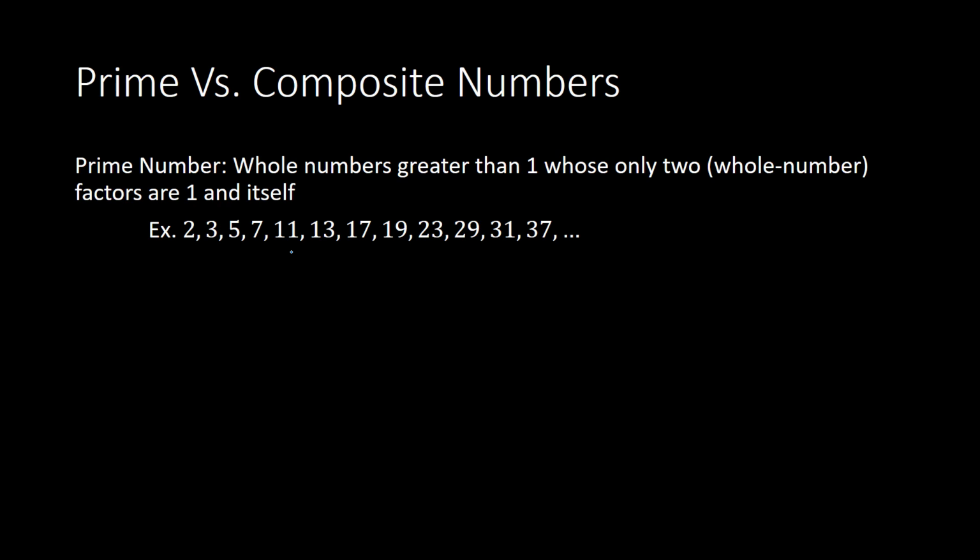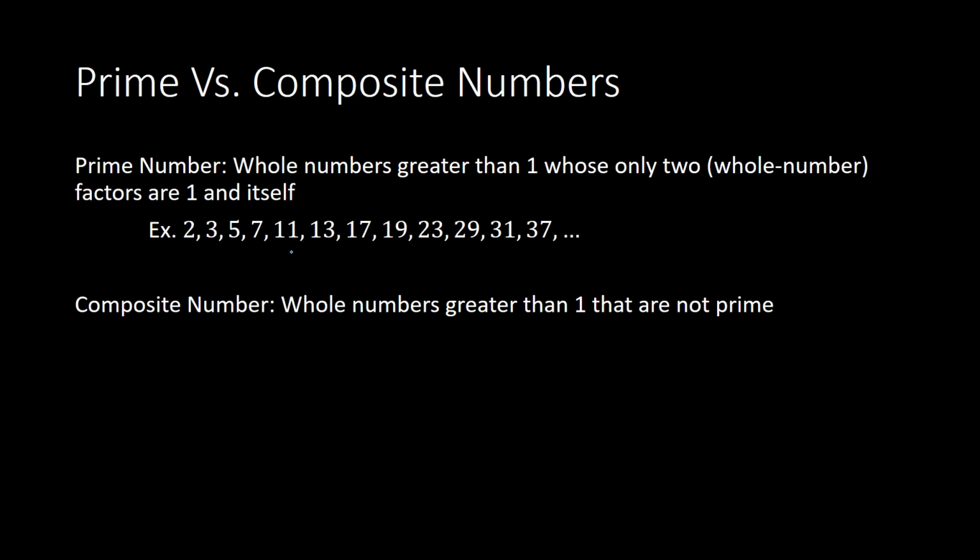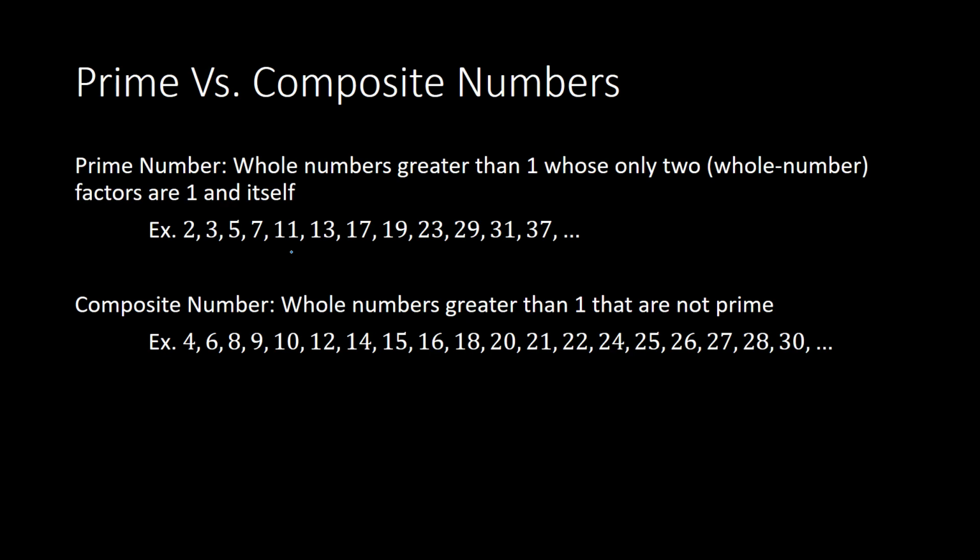That's in contrast to composite numbers. Composite numbers are whole numbers that are not prime. So for example, that would be any other number that was not listed up here in the prime number list. Let's take a look at 4, for example. We can divide 4 by some number other than 1 and itself. In this case, we can divide by a 2. 4 divided by 2 would give me a whole number answer back out.